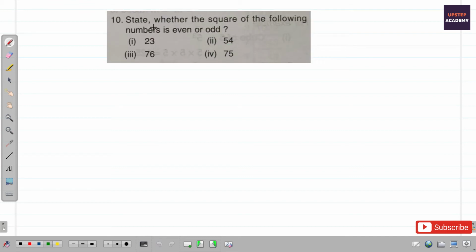The 10th question is, state whether the square of the following numbers is even or odd. Let's take 23. The number at the units place is 3, and square of 3 is 9, which is an odd number. So definitely square of 23 will be an odd number.